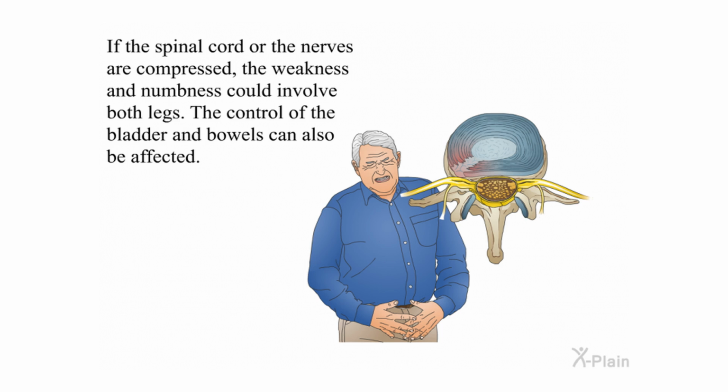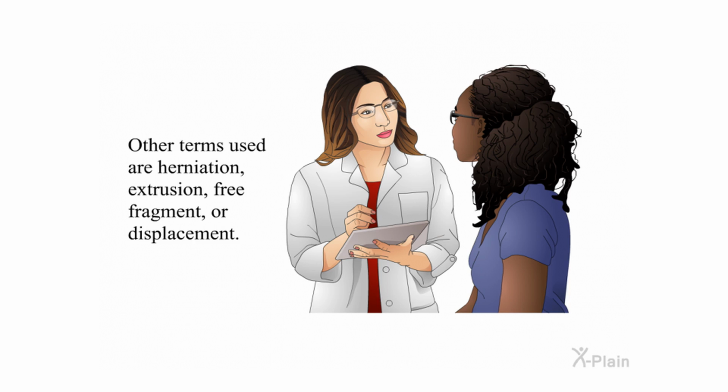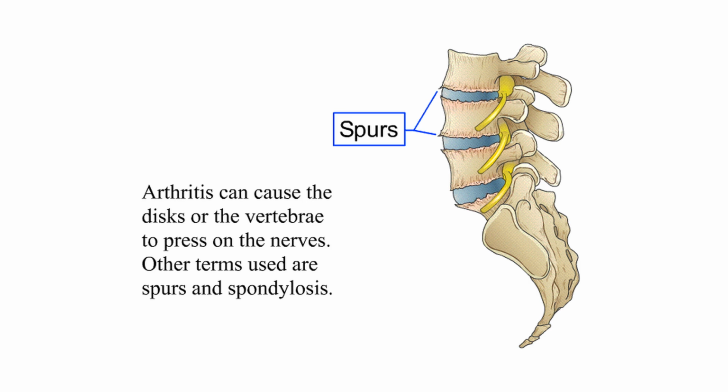If the spinal cord or the nerves are compressed, the weakness and numbness could involve both legs. The control of the bladder and bowels could also be affected. Other terms used are herniation, extrusion, free fragment, or displacement. Arthritis can cause the discs or the vertebrae to press on the nerves. Other terms used are spurs and spondylosis.